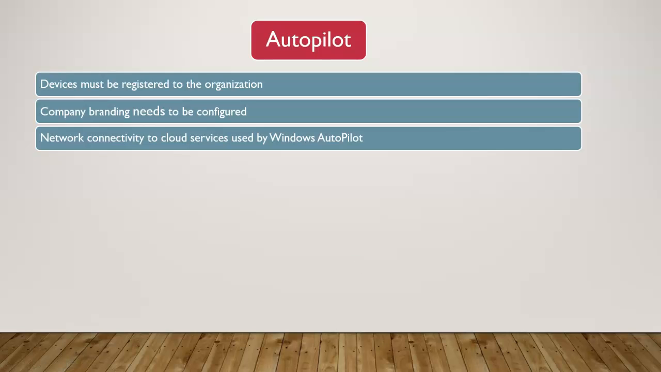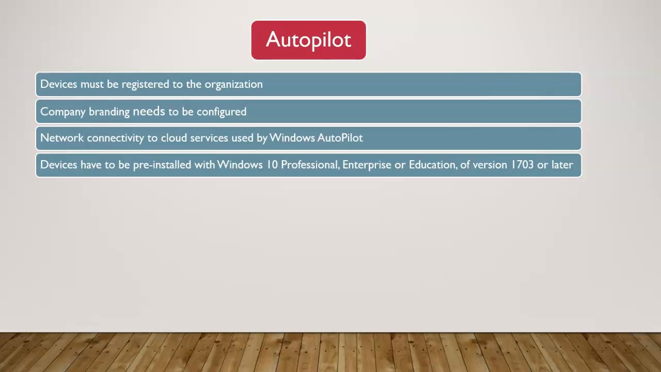And also, devices that have been pre-installed with Windows 10 Professional, Enterprise or Education, with at least build version 1703 or later, are needed. That is the 1703 I'm talking about now, but a few of the features need at least 1803 or 1903, because every day Autopilot is evolving to take feedback, and it is offering new feature sets. So at the end you need to have the latest build. I'm going to talk about that later.